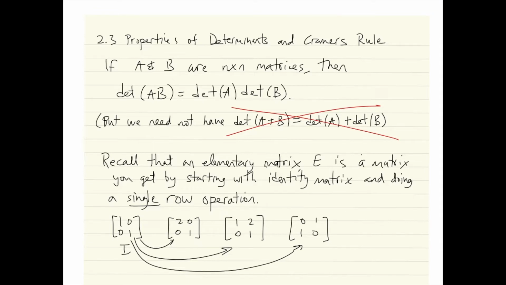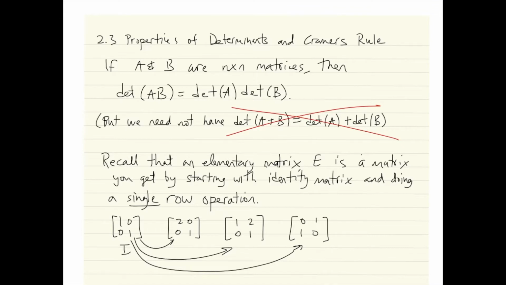Okay, let's move on to section 2.3 of Anton, which is the properties of determinants and Cramer's rule. So if A and B are n by n matrices, then an important and maybe surprising fact is that the determinant of their product is the determinant of A times the determinant of B.